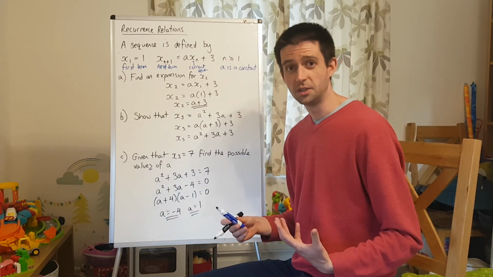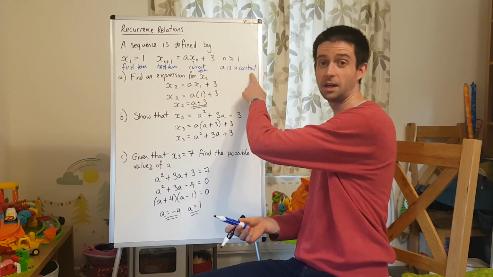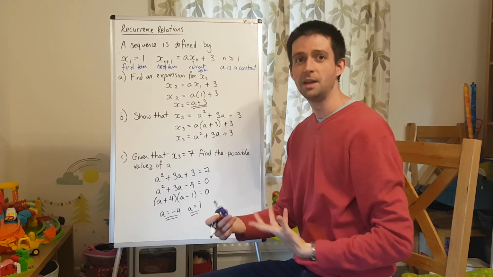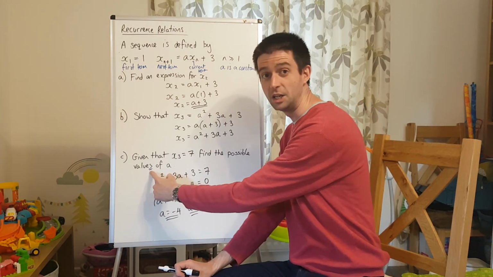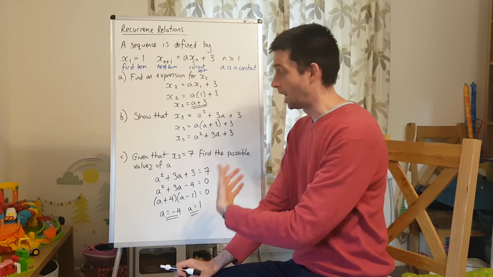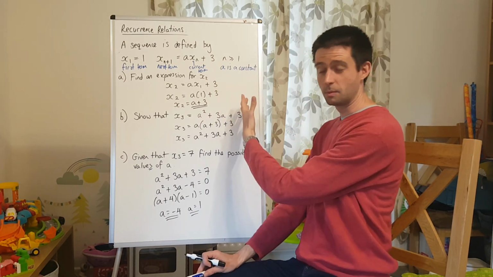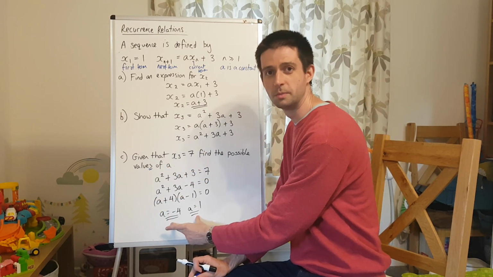And it's worth with these questions just checking, because sometimes you're told rather than a being a constant, which is a number, it might say that a is a positive constant. That would become value of a, and you'd have to select the one that was positive. But in this case, it doesn't say that a has to be a positive constant. It says values. These are both valid solutions to part C.